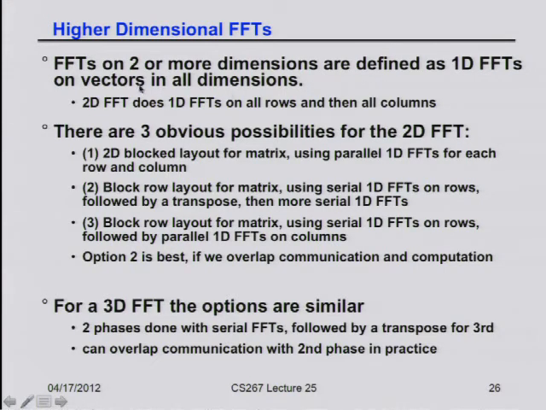So as I mentioned before, what does it mean to do FFTs on something with higher dimensions? If it's a matrix, the 2D FFT says do all the rows in parallel and then do all the columns. There are three obvious ways that I can imagine doing that. I could do a blocked layout. I could take my m by m matrix and have a square root of p by square root of p processor grid. Each processor owns a little square of m over root p by m over root p. And then I could do parallel 1D FFTs in each column and parallel 1D FFTs in each row. That's certainly a way of going about it.